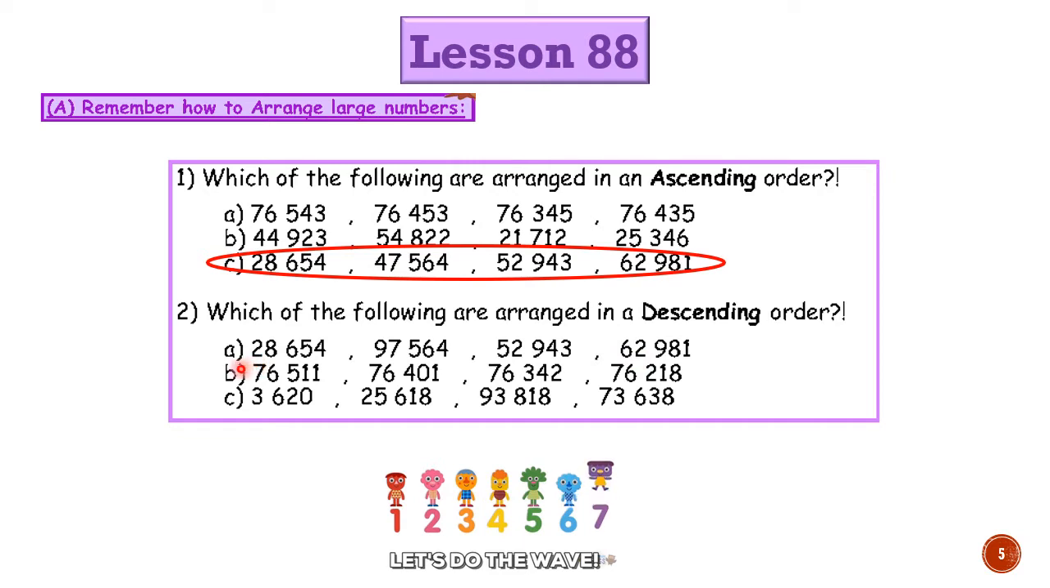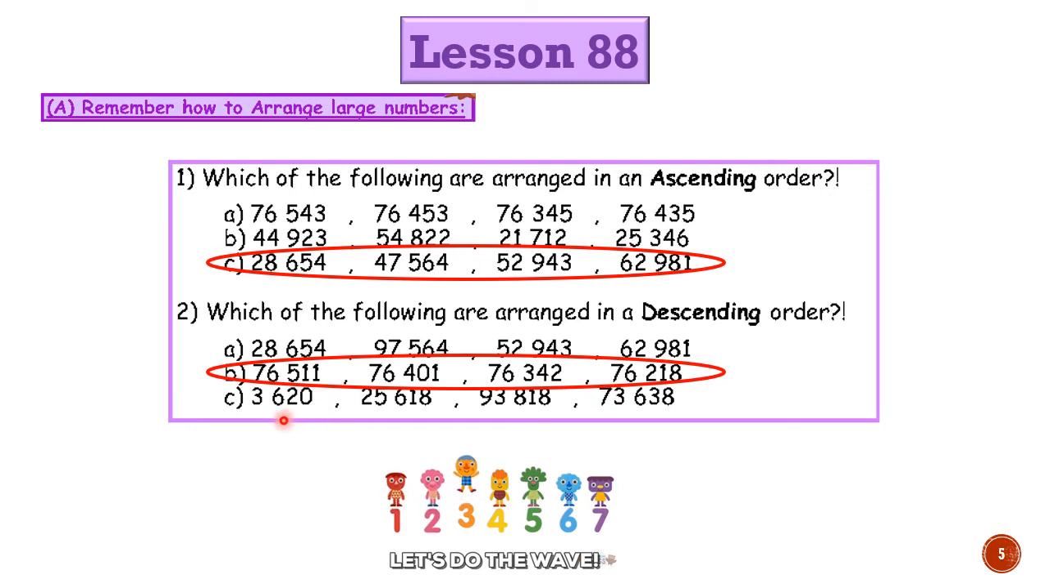It's not an order. Let's go to the next one. Here we have 5 digits, 5, 5, 5. Go to the thousands place. Here we have 76, 76, 76, 76. It's all equal. Let's go to the hundreds place: 5, 4, 3, 2. It's a descending order. Let's go and choose it.